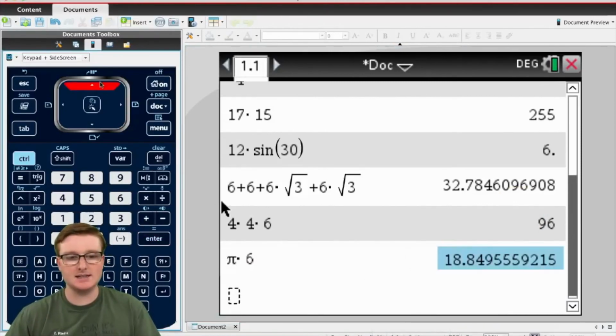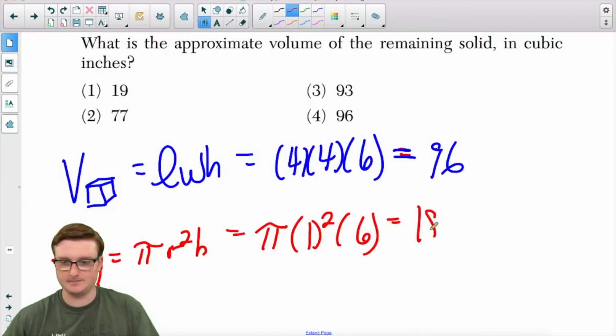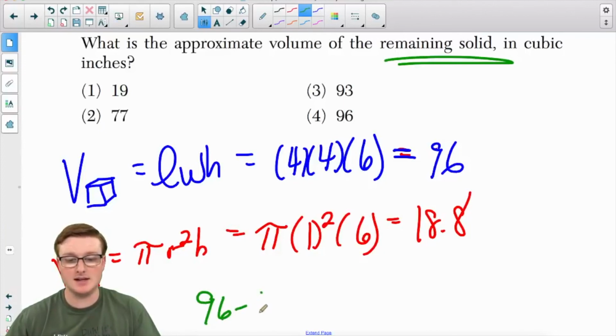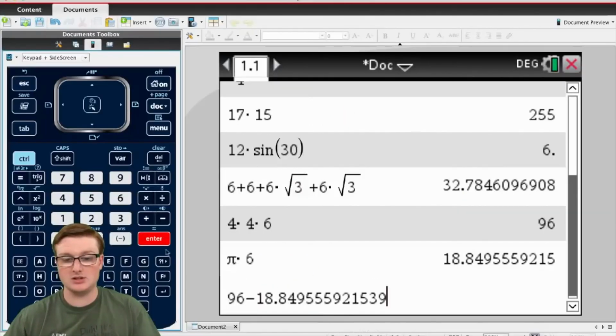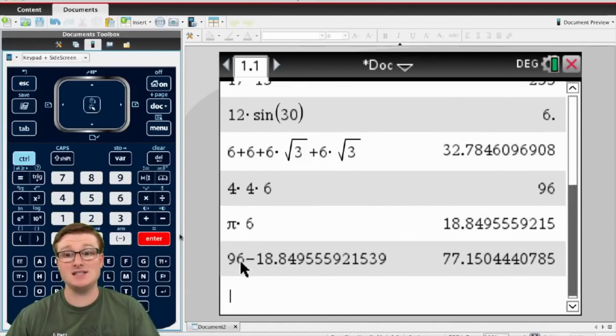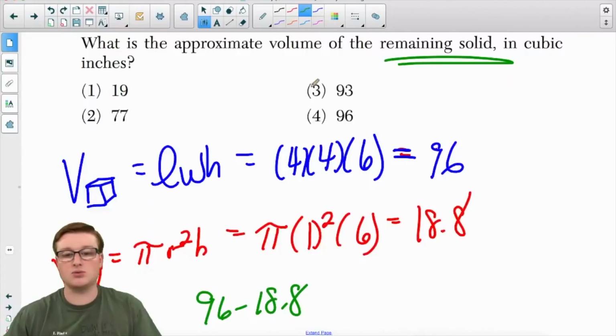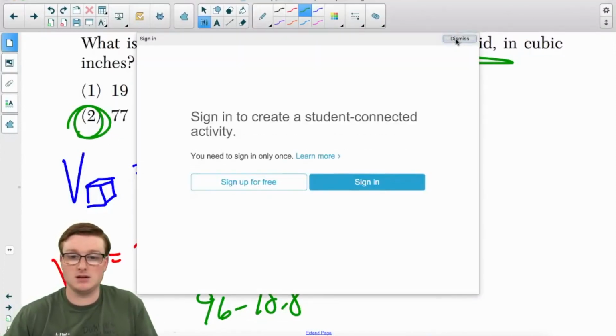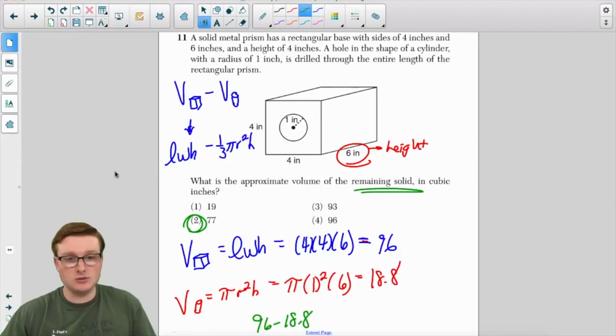So we take 96 minus 18.8 to find the volume of the remaining wood. The remaining solid is 96 minus 18.8. When you plug that into your calculator, you get 77.1. So that's approximately equal to 77, which is going to be choice 2. And that is how you do question number 11.